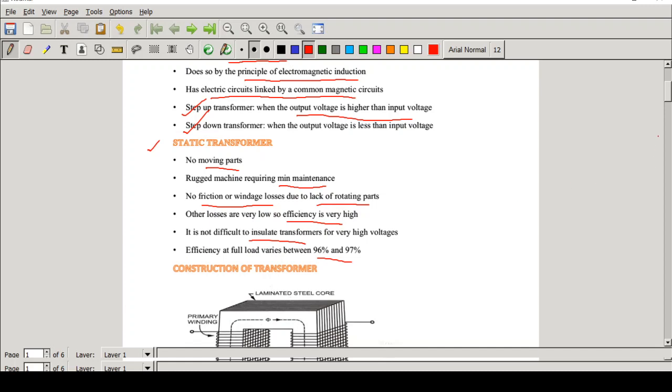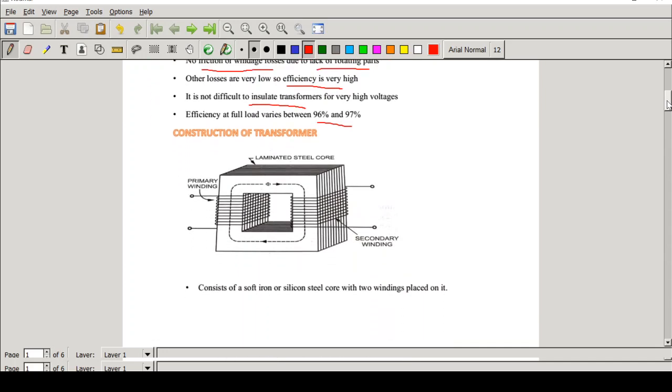Okay. Now let's move on to the physical structure of a transformer. That is, what does a transformer look like? So this is the diagram. Here you can see the primary winding. On the input side, I have written primary winding, and on the output side, it is the secondary winding.